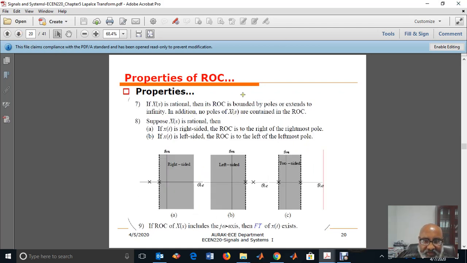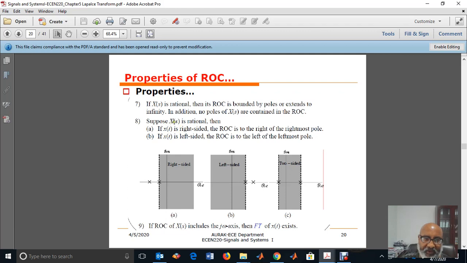If x of s is rational, then its region of convergence is bounded by poles or extends to infinity. Yes. In addition, no poles of x of s are contained in the region of convergence. Why? Because at the poles, x of s will be infinite. So x of s will be infinite, so the region does not include the poles.